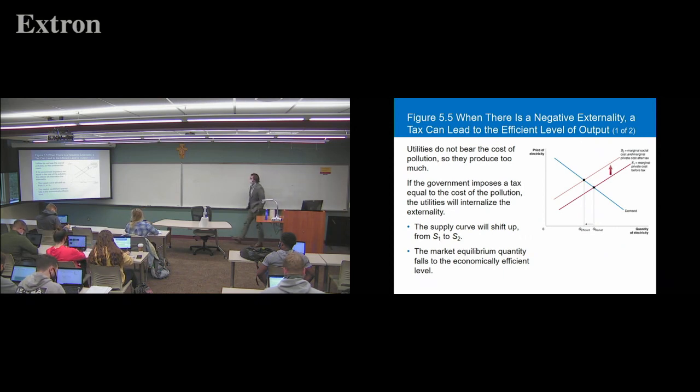Since utilities don't bear the total cost of pollution, and other people in society end up bearing that cost, they end up producing too much electricity and too much pollution. So here we have what's going on in that market. We've got the marginal private cost, the tax, and the marginal social cost.